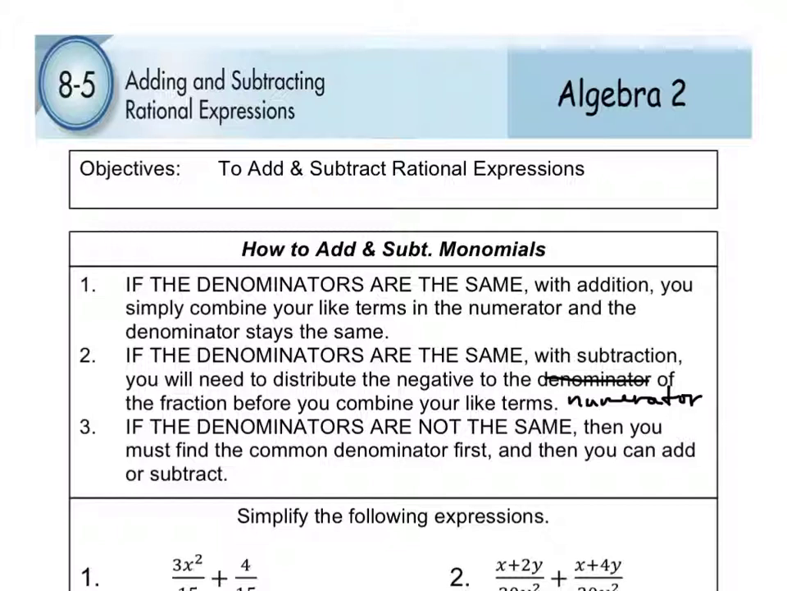And then step 3, you look at it here. Step 3 says if the denominators are not the same, then you've got to find a common denominator first. Then you can add or subtract. Again, if you subtract, you've got to distribute the negative. Now, you're going to find out, as I go through this, I've got 4 examples here. If the denominators are not the same right now, we're simply just going to multiply our denominators together to find the common denominator as we look at these. All right, let's go through and look at a couple of examples now.